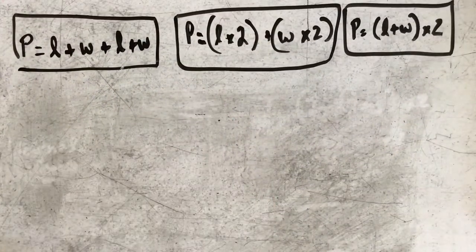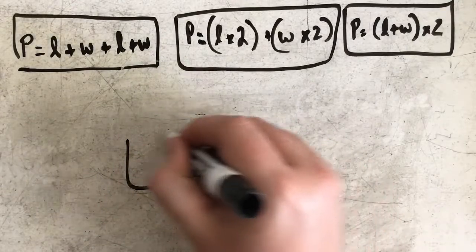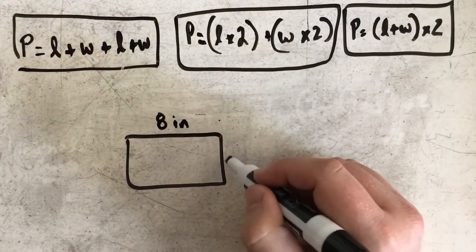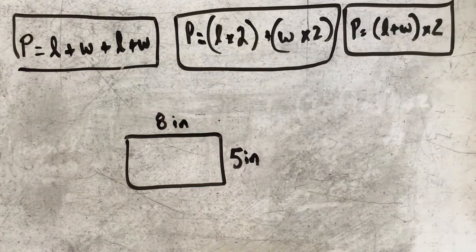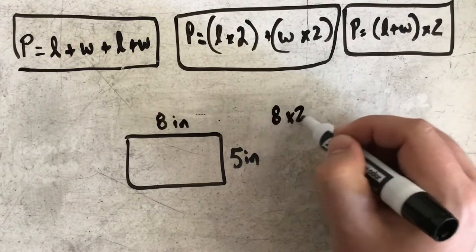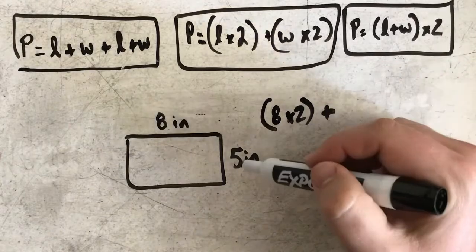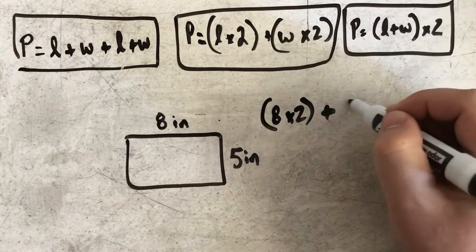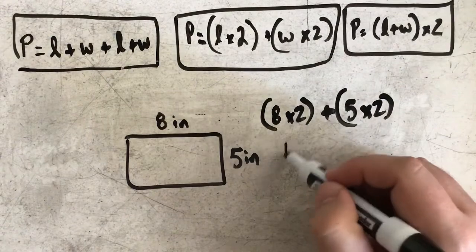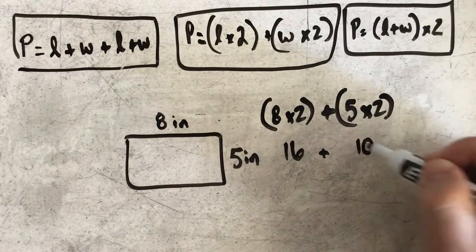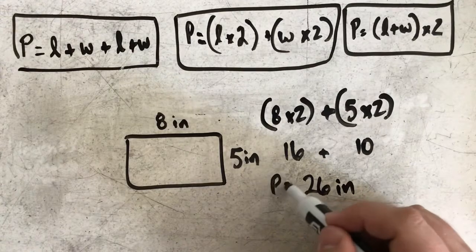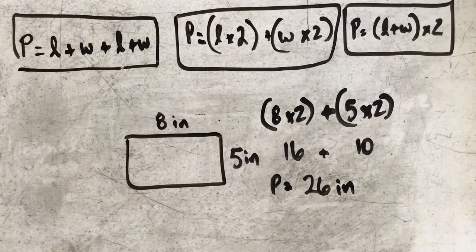In this example, we use the second formula to help us solve it. This rectangle, we will say, is 8 inches by 5 inches. And what I'm going to do is I'm going to take the length and I'm going to plug it in right here. So 8 times 2 plus, I'm going to take the width and plug that in right there, 5 times 2. And then I'm going to solve both of these problems separately. So 8 times 2 gives me 16, plus 5 times 2, which gives me 10. 16 plus 10 gives me 26 inches. So my perimeter would be equal to 26 inches.